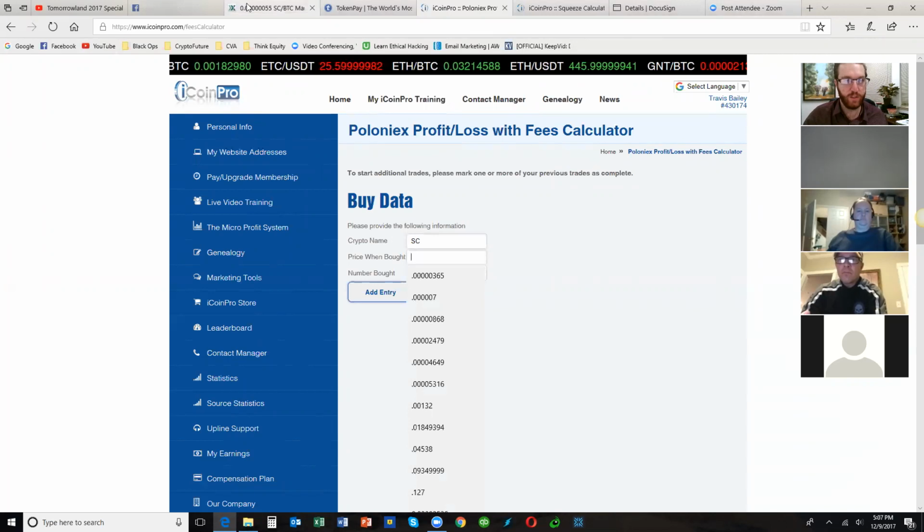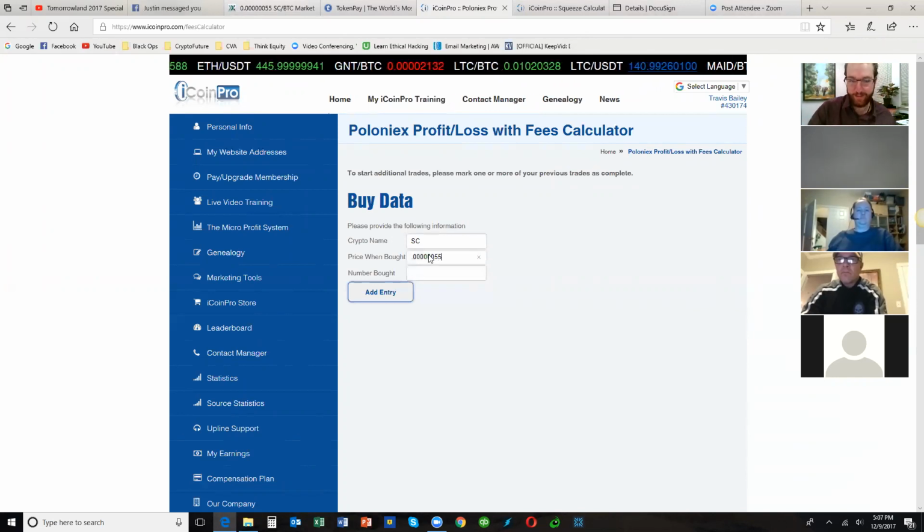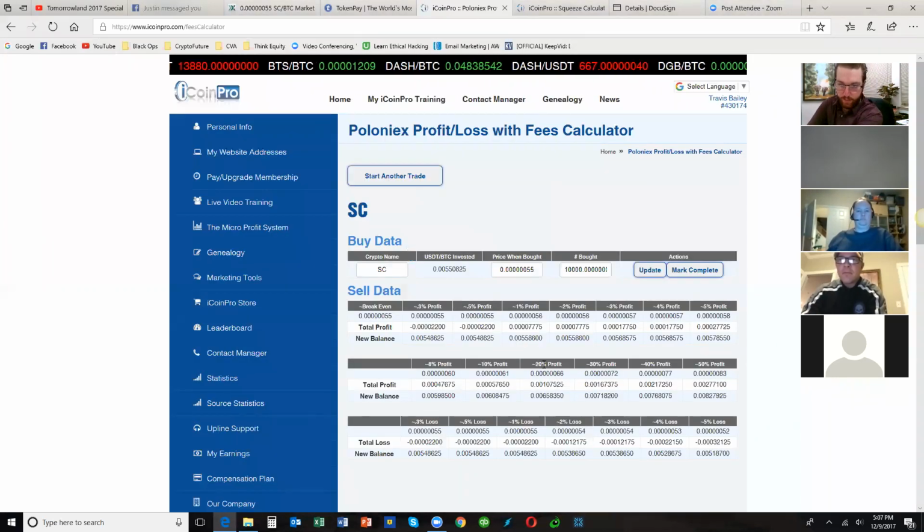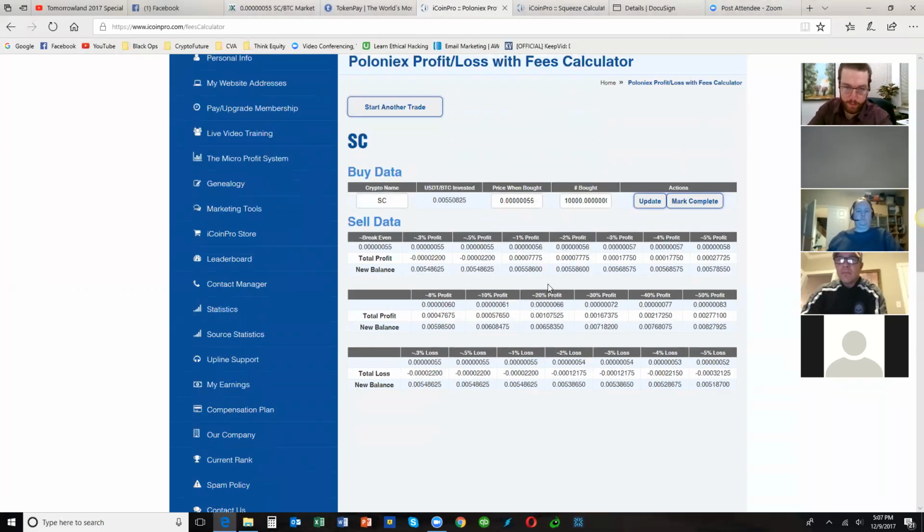Say you bought it at, what's the current price? 0.00000055, and say I bought 10,000 of them. That's pretty cheap. I'm gonna add the entry there, and it'll break down everything I need to know for the numbers that I need to sell at for the desired profit I need.